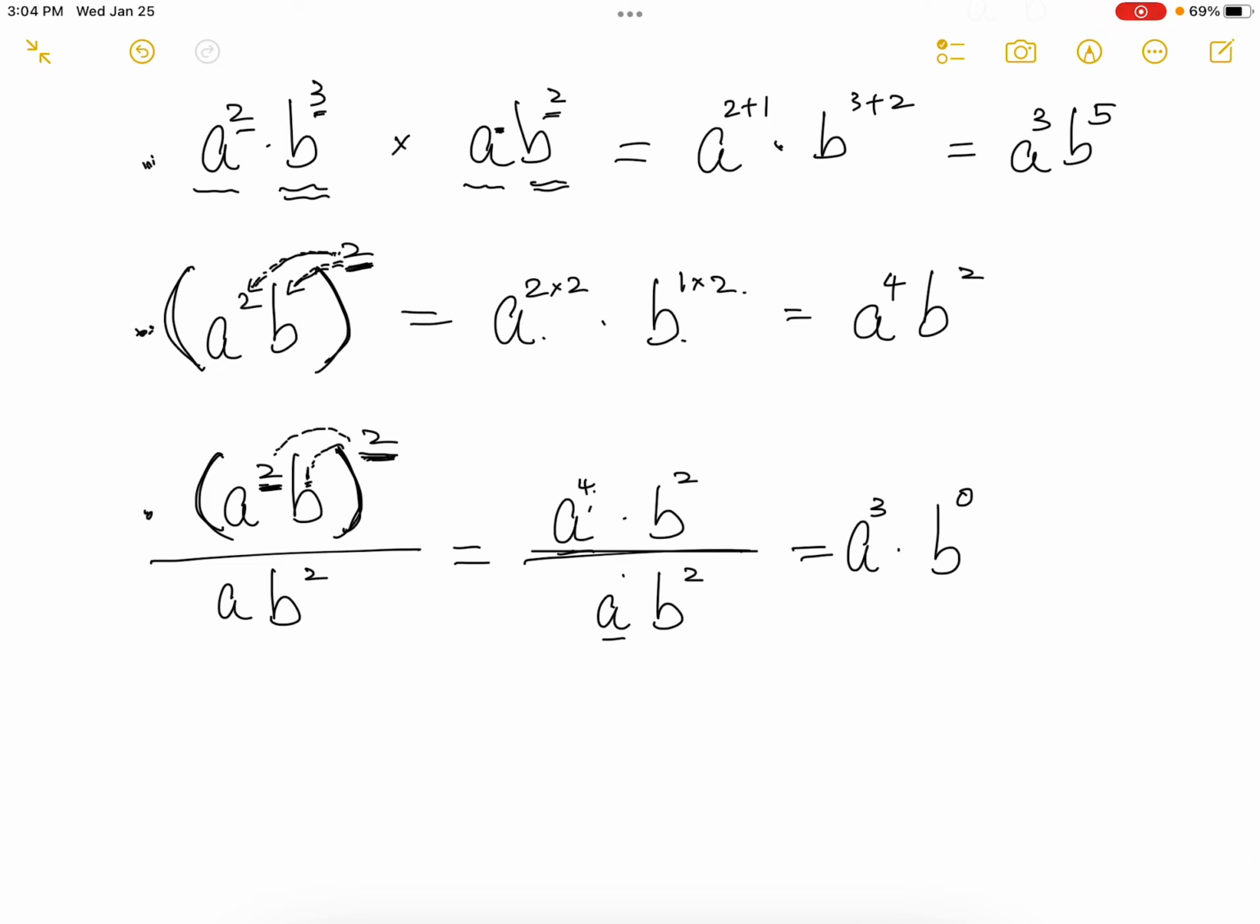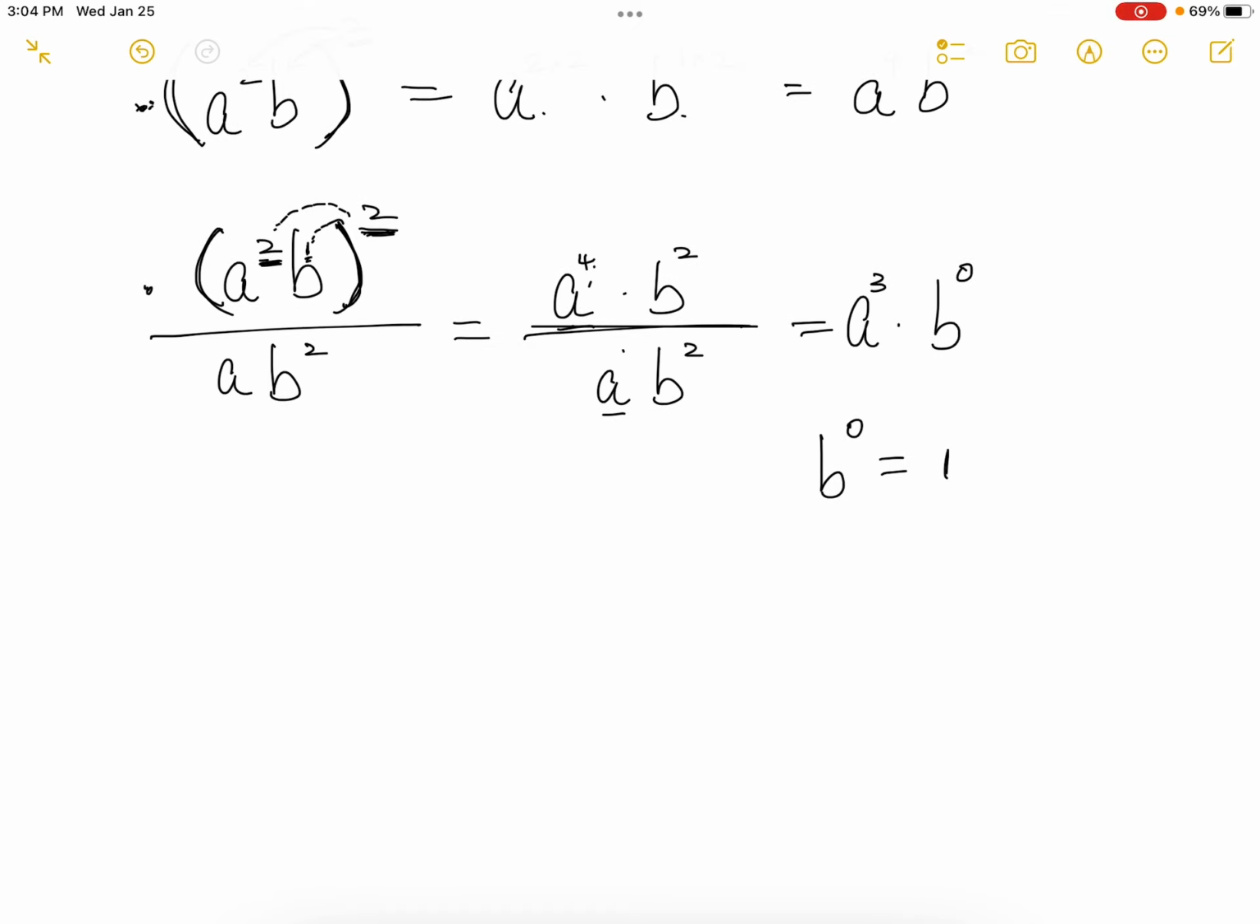So either leave it like this, or you can remember that anything that is not 0, okay, anything, b to the power of 0 equals 1. A to the power of 0 equals 1. 100 to the power of 0 equals 1. A million to the power of 0 equals 1. Anything that is not 0. So 0 to the power of 0, this is undefined. We don't deal with this. Besides that, anything to the power of 0 equals 1.